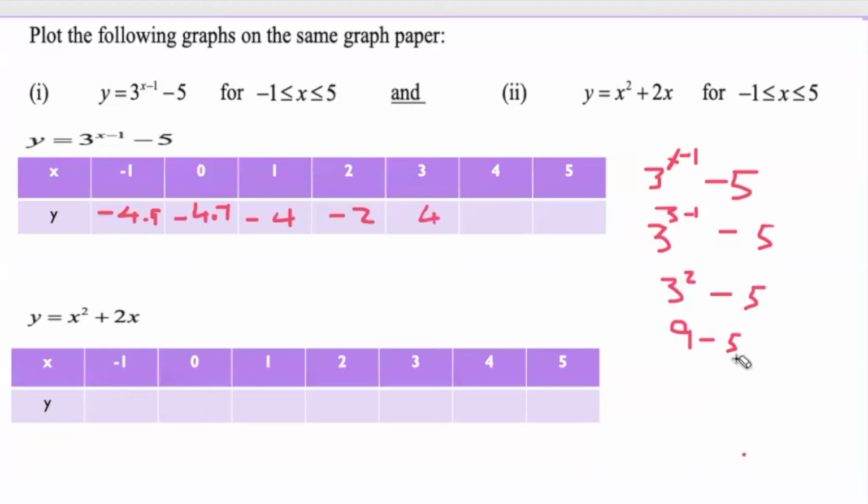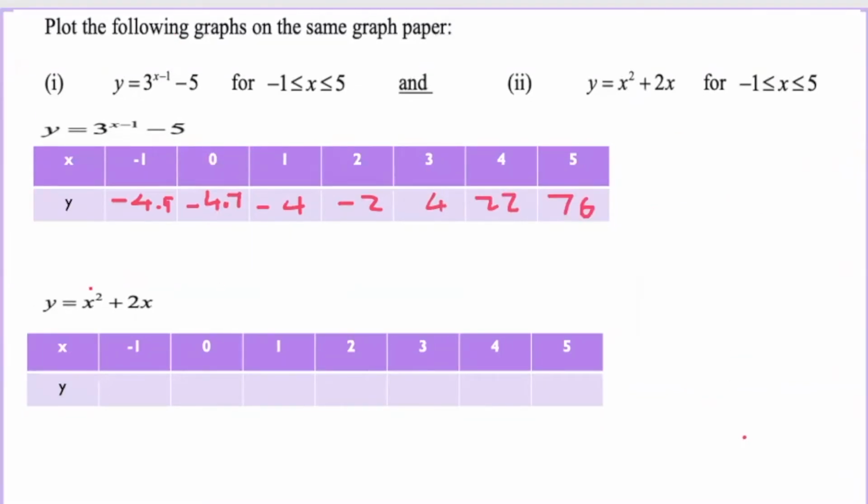Then the next one I will have is x equals 4. So I will put 4 here. So 4 take away 1, that's 3. And 3 cubed, that's 27, minus 5. So that will give me 22. So I'll do x equals 5. So when x equals 5, I will have 5 take away 1. So that is 3 to the 4, minus 5. So that will give me 81 minus 5, which will give me 76.